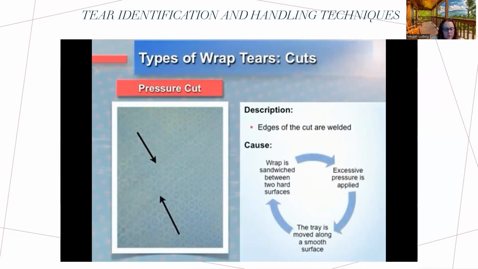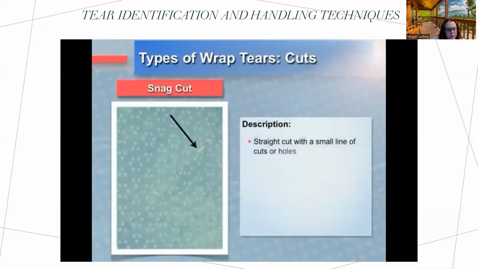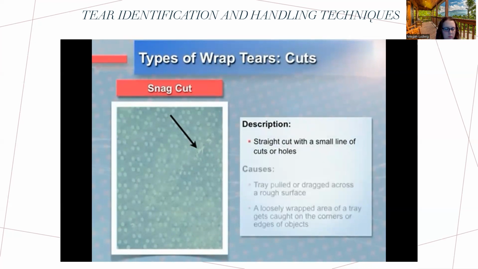Pressure cuts can be caused when all 3 of the following factors are present. The wrap is sandwiched between 2 hard surfaces, excessive pressure is applied, and the tray is pulled or dragged across a smooth surface. Another type of cut is a snag cut. The edges of a snag cut show loose fibers hanging from the edge of the cut, and/or there are individual fibers spanning the width of the cut. The edges of a snag cut are not hard as with pressure cuts. In larger snag cuts, the shape of the cut usually resembles a triangle, with the point of the triangle being where the snag began.